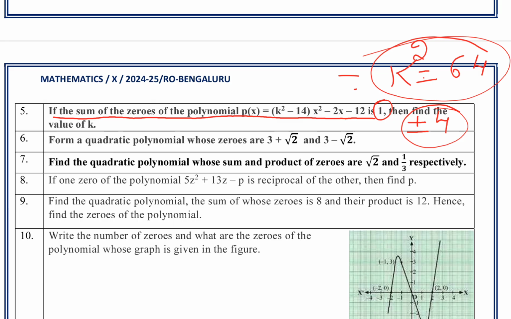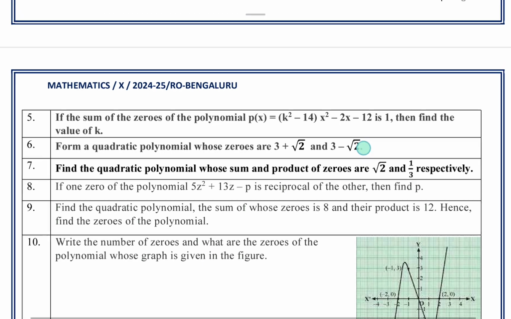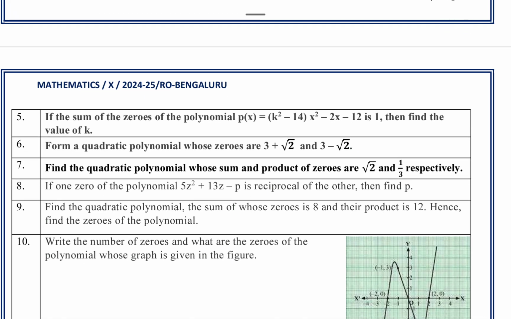Form the quadratic polynomial whose zeros are 3 plus root 2 and 3 minus root 2. Here we can form the quadratic polynomial, that is x square minus 6x plus 7. This is the quadratic equation we can form by these values.